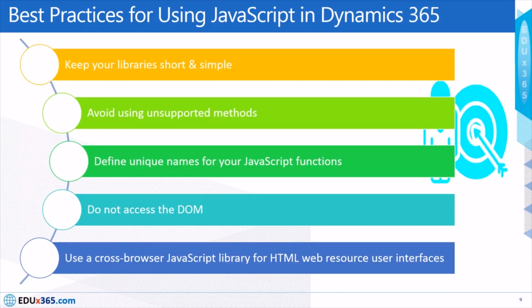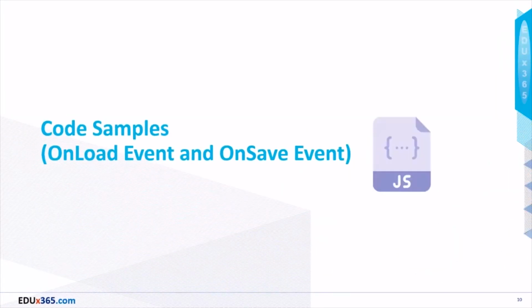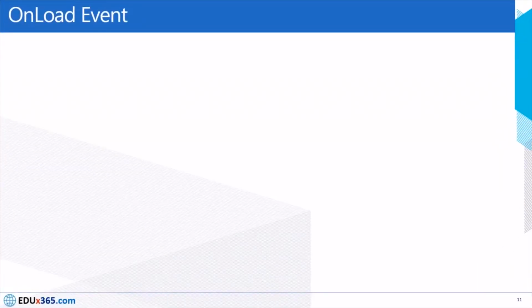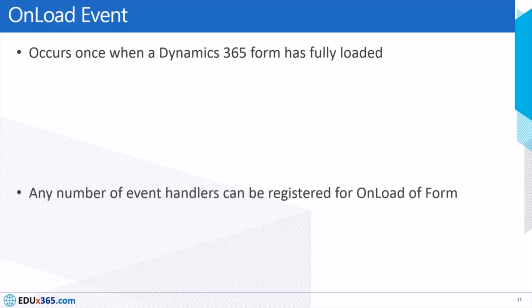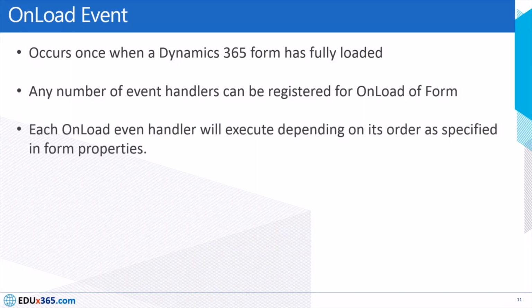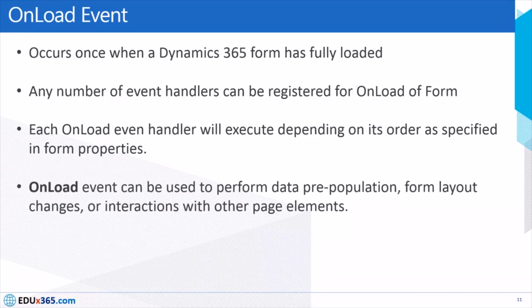Okay, so let's continue. In the next area, I'll try to show you some code samples. The two code samples I have included here are mainly for the onload form event and also for the onSave event. So let's briefly talk about what the onload event is. This occurs when the Dynamics 365 form has fully loaded. Any number of event handlers can be registered on the onload of the form. Each onload event handler will execute depending on its order as specified in form properties. The onload event can be used to perform data pre-population, form layout changes, or interaction with other page elements.